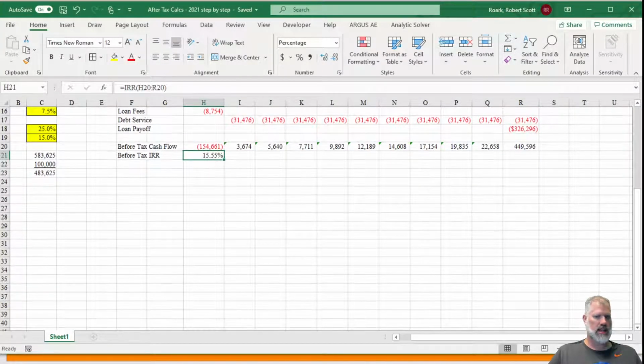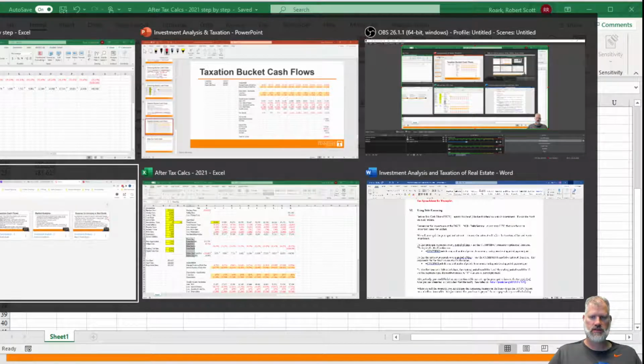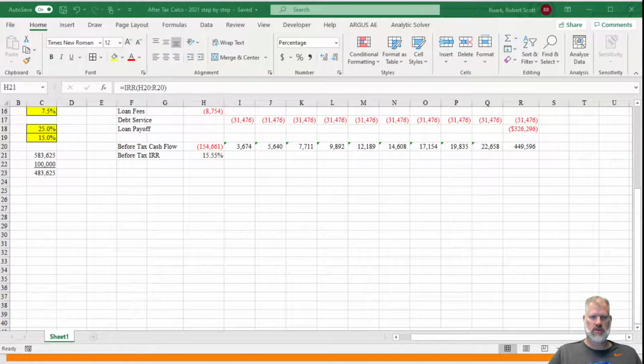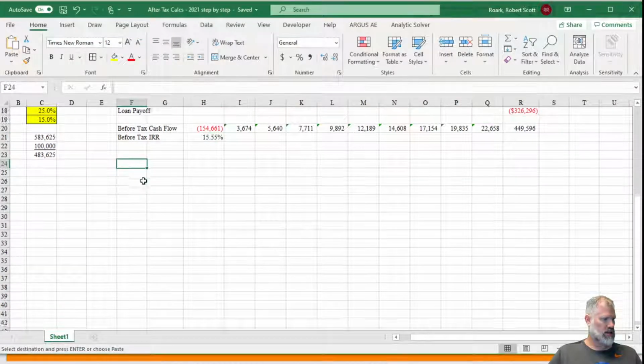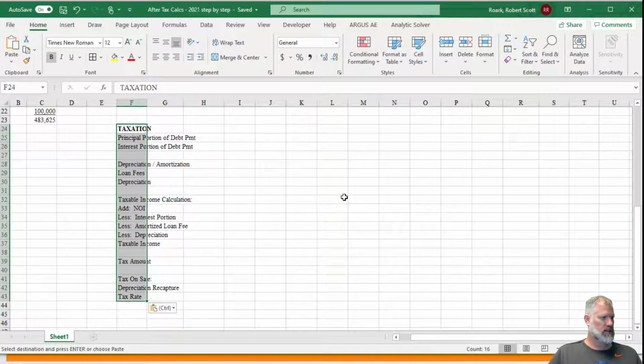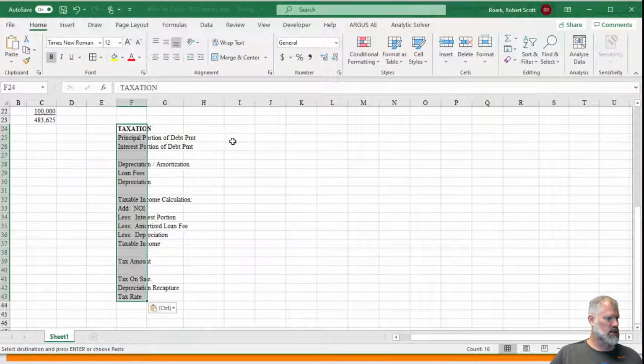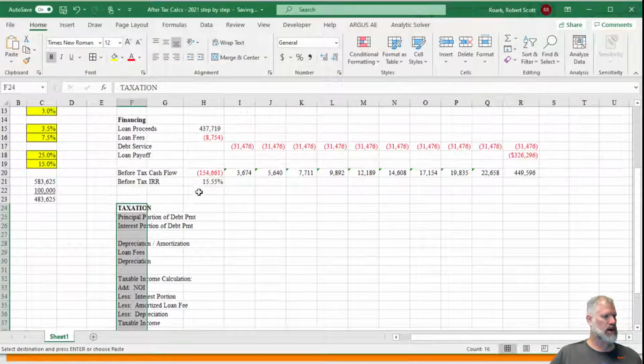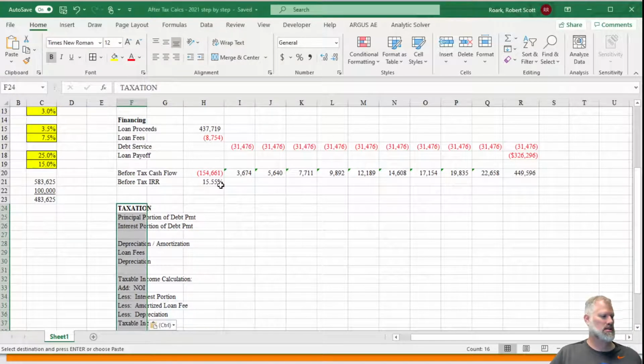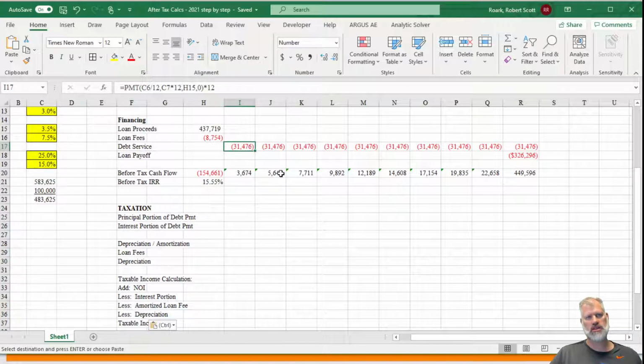Scroll down here. We're going to add in some new stuff. So we're going to add in the taxation. Let me put that right here. So this is the taxation of the real estate. And the first thing we're going to do is actually split apart our debt service payments into its constituent components, namely principal and interest.